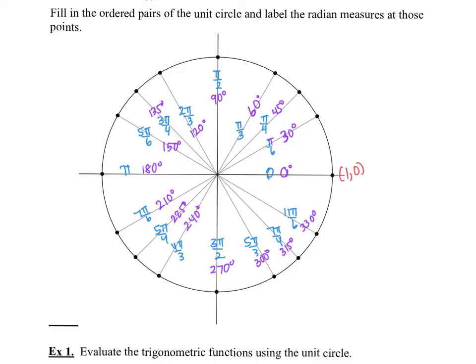Okay, if I go up to pi over 2, since this is 0, 0, and I'm going up 1, this must be 0, 1. If I go to pi, that must be -1, 0, because I'm starting from the origin. And if I go to 3 pi over 2, that's 0, -1. So I already have 4 of the points labeled.